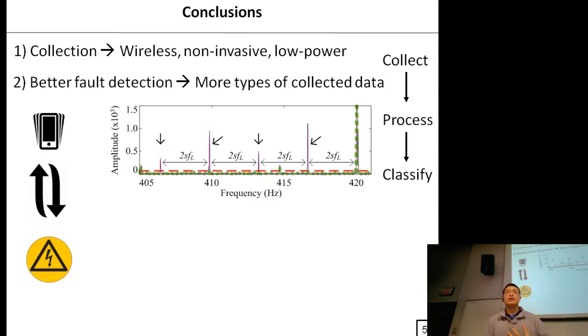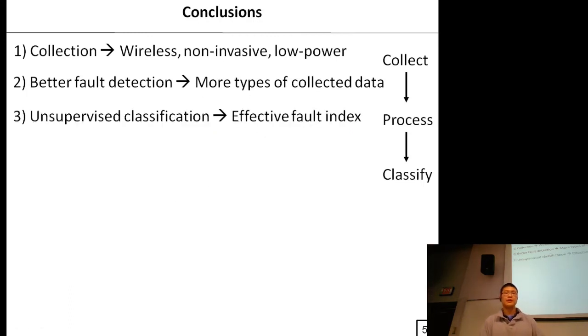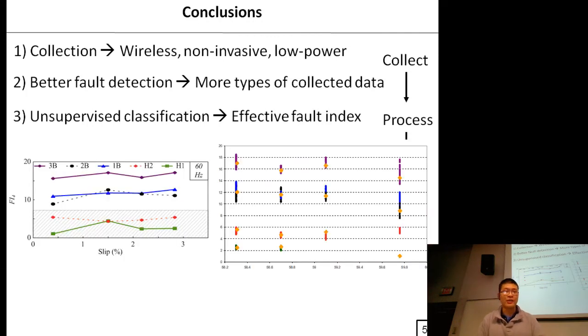Better fault detection can be accomplished with more types of data collected. I collect vibration data, and it helps me be able to detect faults in a more accurate manner, as I've proven in results. And unsupervised classification needs a careful design of the fault index. So some index that correlates strongly with what we're looking for, what kind of faults. That would be key to a successful unsupervised classification.